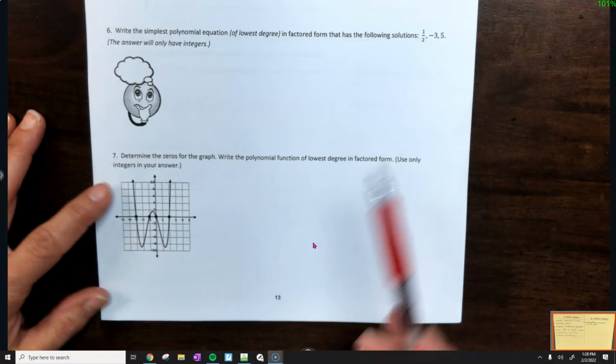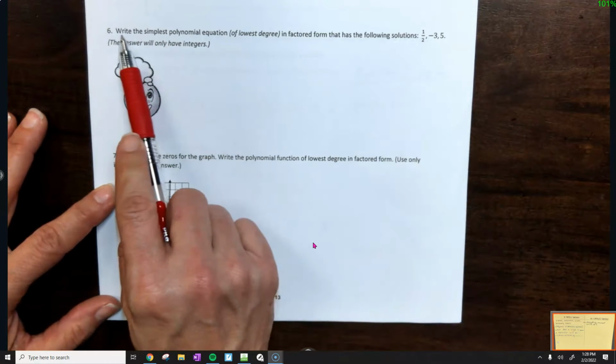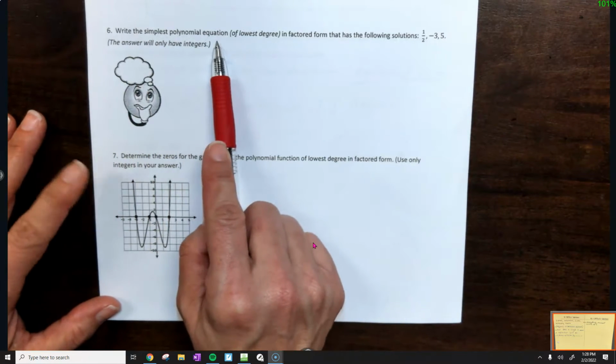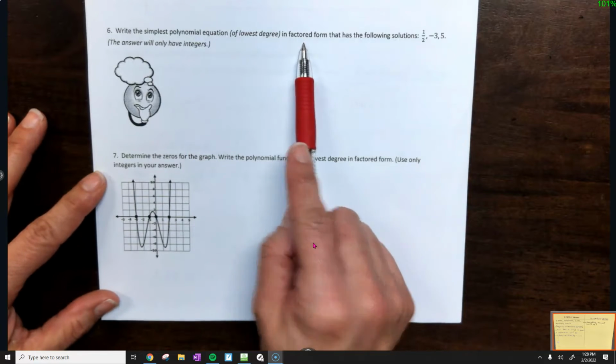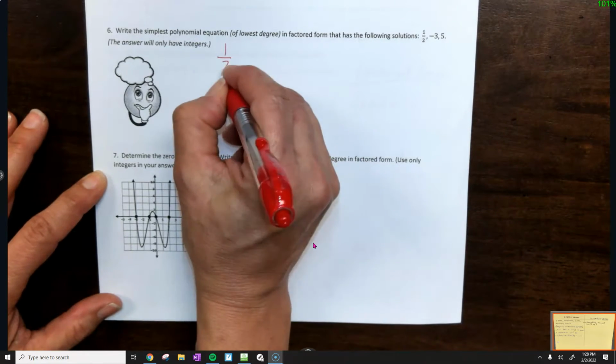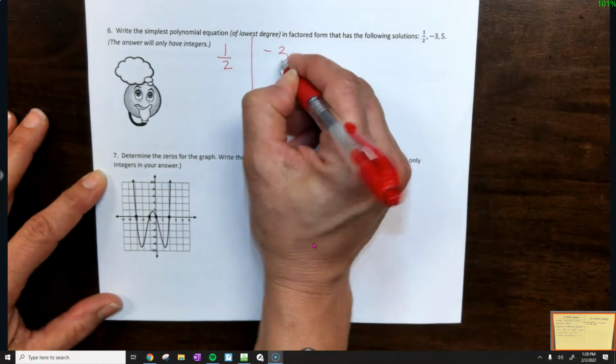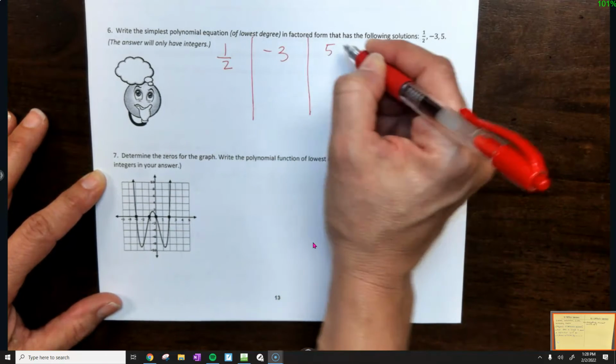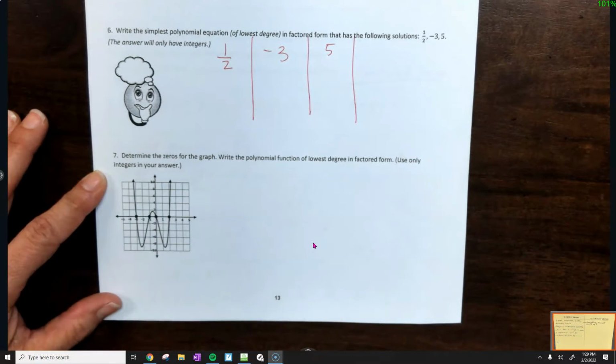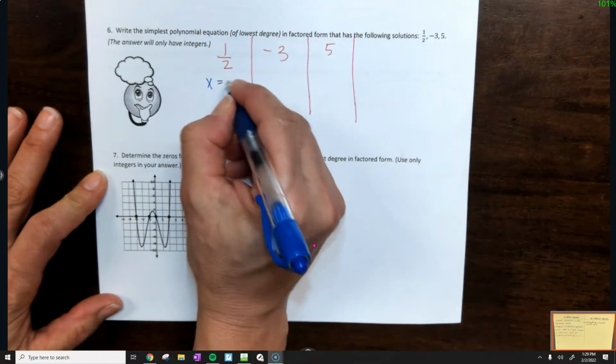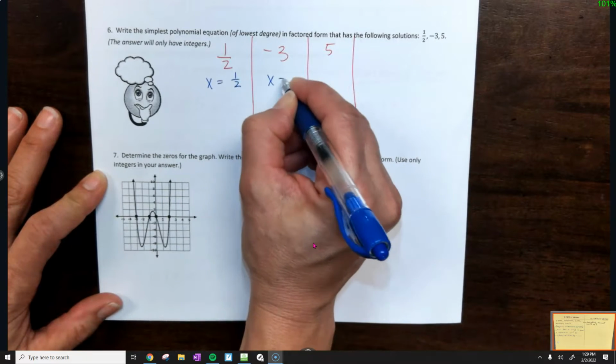The last part of this lesson is giving the x-intercepts, then going back and writing the simplest polynomial equation in factored form. So we know we have 1/2 as an x-intercept, we have a -3 as an x-intercept, and we have a 5 as an x-intercept. So what we know, remember these equal the x's.